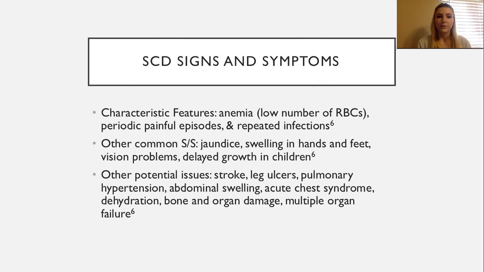So the characteristic features of sickle cell disease are going to be anemia, periodic painful episodes, and repeated infections. Other common signs and symptoms are going to be jaundice, swelling in the hands and feet, vision problems, and delayed growth in children. And then other potential issues you might get with sickle cell disease would be stroke, leg ulcers, pulmonary hypertension, abdominal swelling, acute chest syndrome, dehydration, bone and organ damage, and multiple organ failure.